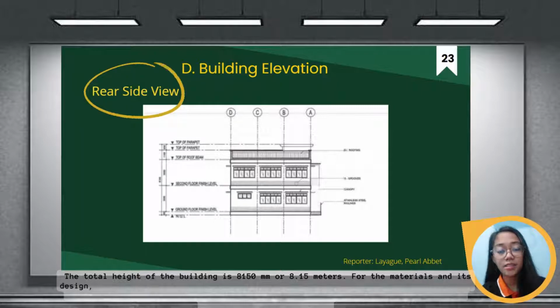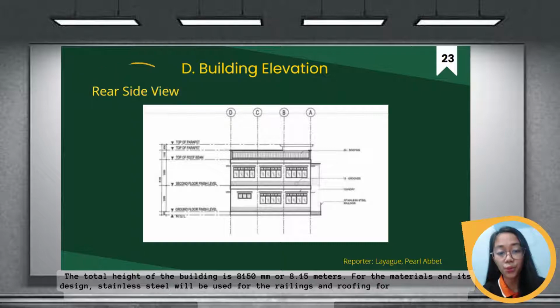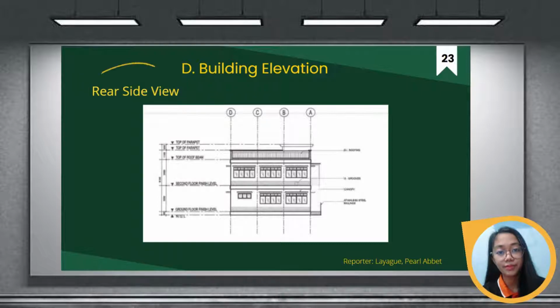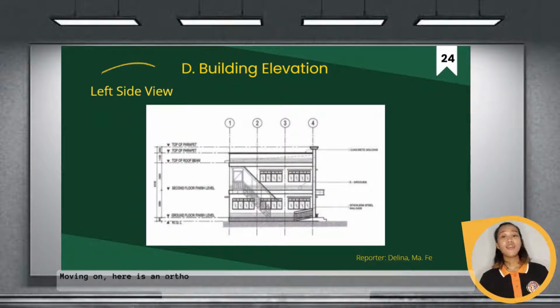For the materials and design, stainless steel will be used for the railings and roofing for the construction of the roof. A canopy will be seen on the ground floor, and grooves will be seen in both ground floor and the second floor. Moving on, here is an orthographic view of the left side elevation of the building.